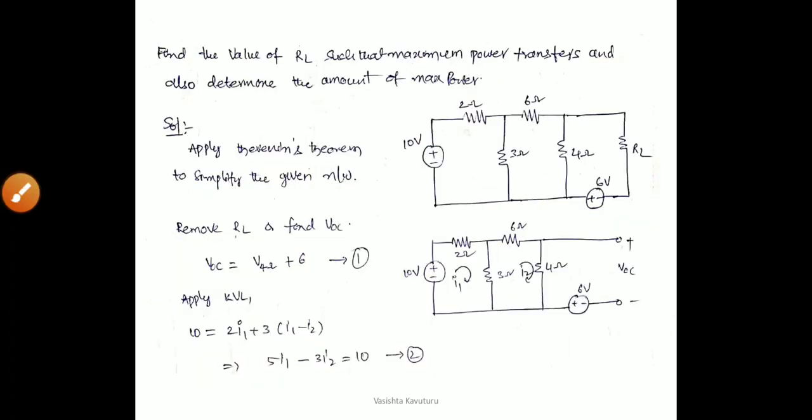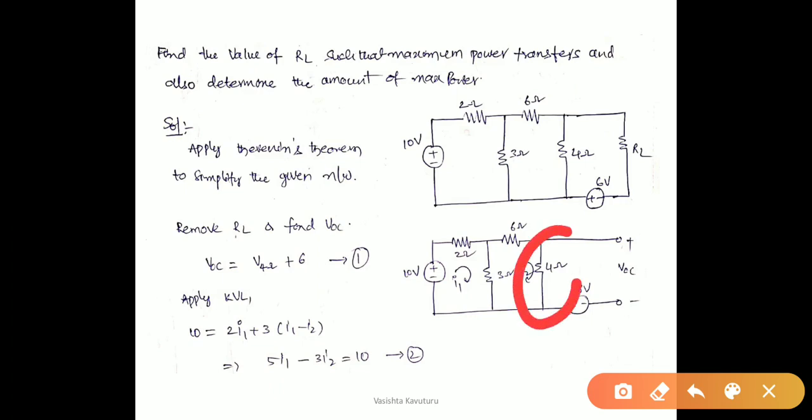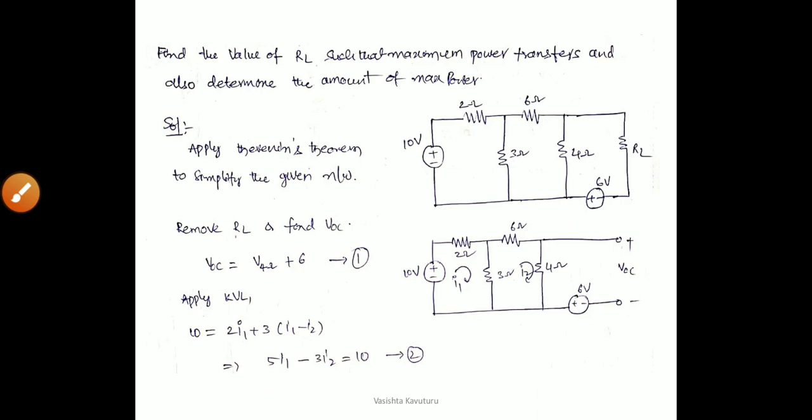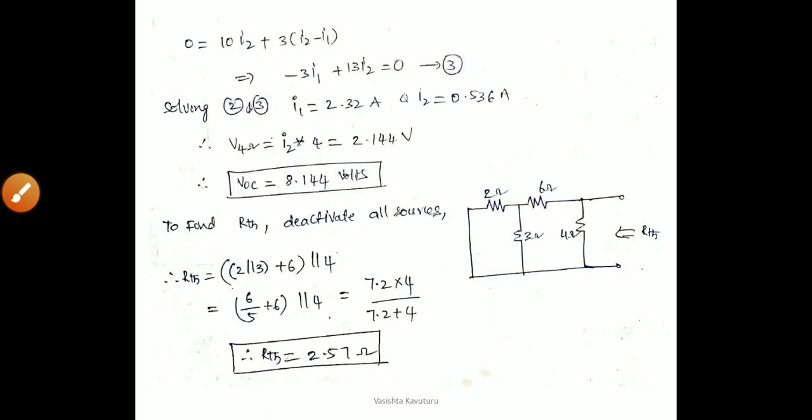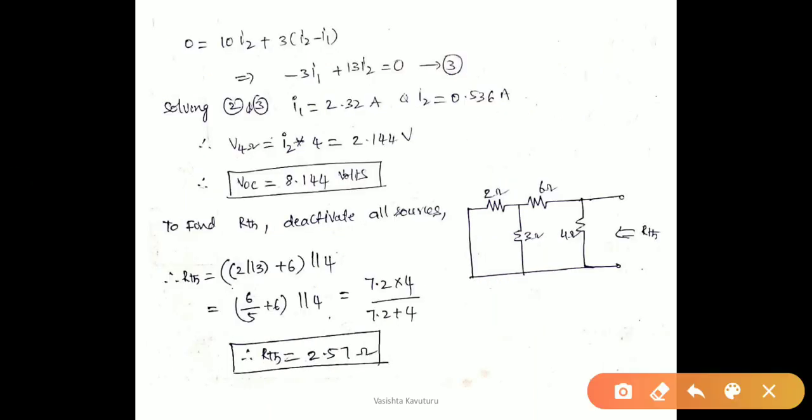Since we need the voltage in the 4 ohm branch, in the 4 ohms current I2 is flowing. Therefore, the voltage across 4 ohms is I2 into 4, that is 2.144 volts. The open circuit voltage is obtained by summing this voltage across 4 ohms with 6 volts. Therefore, VOC is equal to 8.144 volts. This is the open circuit voltage, also called the Thevenin voltage.